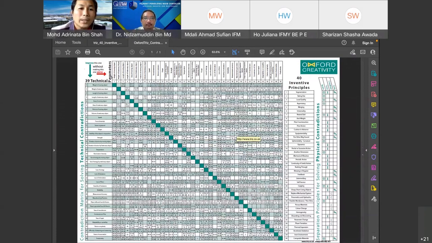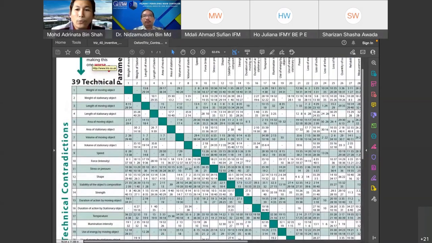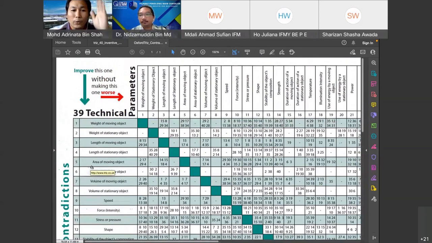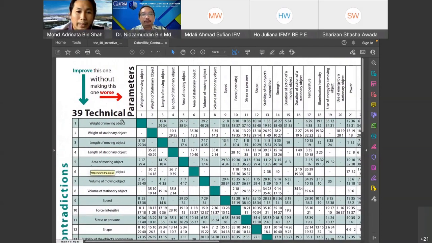So 39 parameters. Now we look at the improve: what parameters we improve, and what parameters worsen. You need to have two parameters at least. This is our technical parameters, 39. On the left side is the improvement parameters. The parameters are the same. Number one is weight of moving object.